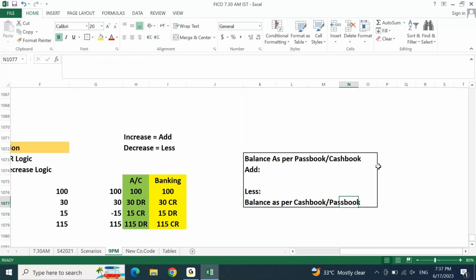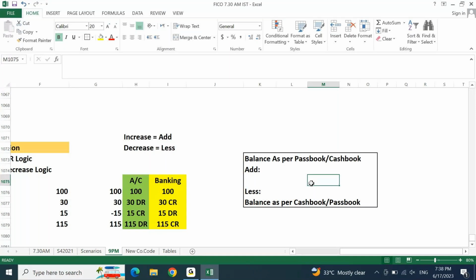Am I correct? And for the difference, you will be doing two things. Either you will add or you will deduct. Correct? Is this right? This is what we have done in your BRS. The same thing you are going to do in SAP. There is no change.